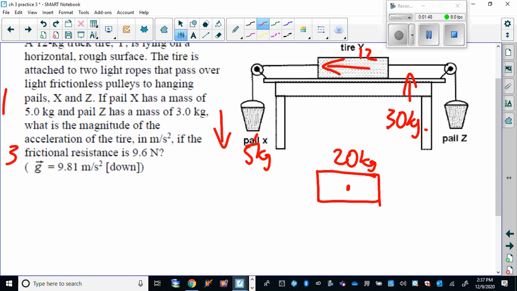And we have two forces. So gravity is pulling this one down and making the tire go in this direction. So we're going to call that FGX. And the gravity acting on pail Z is going to make it go in this direction. So we're going to call that FGZ.